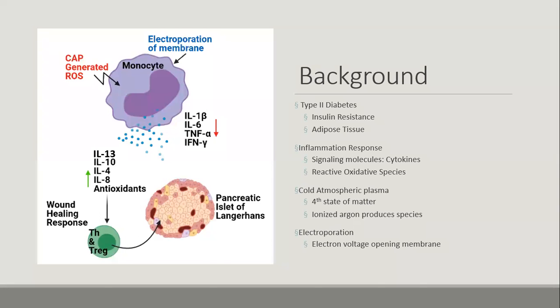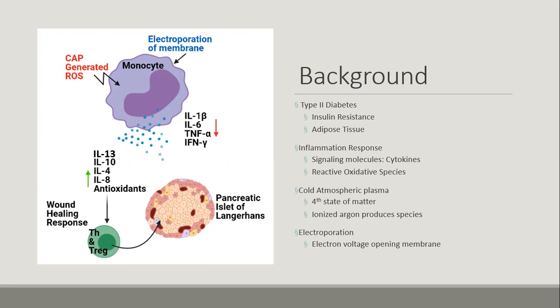Today I'll be talking about type 2 diabetes, which is characterized by insulin resistance of the tissues which normally take up glucose. When these tissues become insulin resistant, that means that they're no longer taking up glucose from the blood, which leads to hyperglycemia and inflammation in other tissues. This can be a result of the adipose tissue becoming too large too fast.